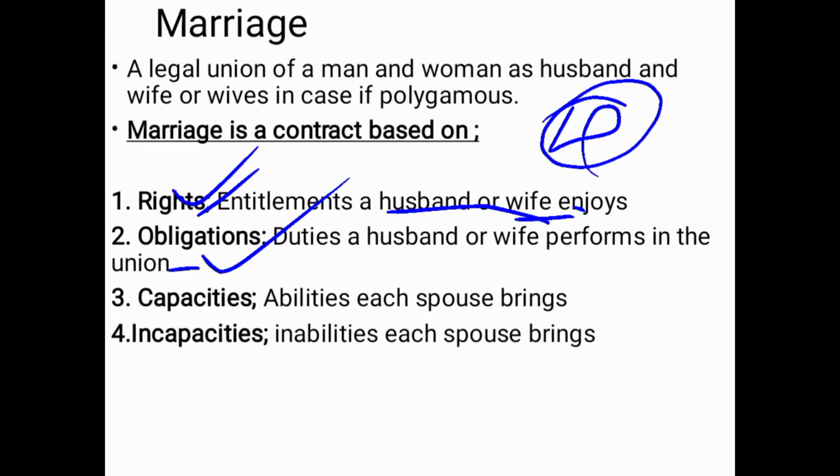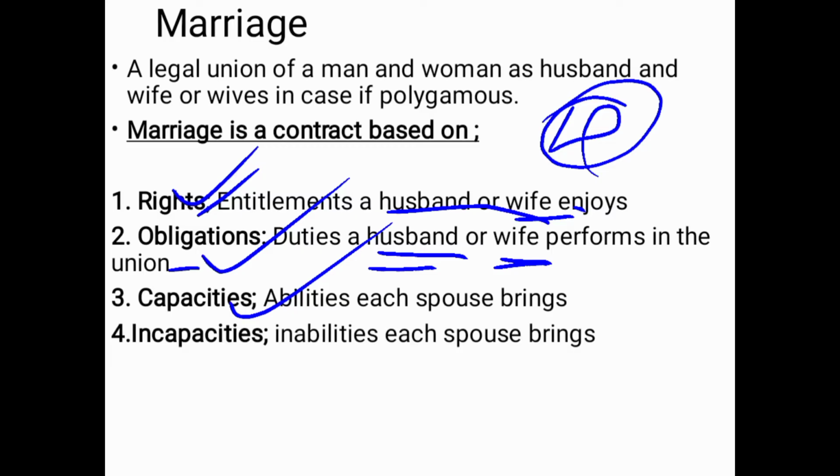"Nah, let her fight. Is that your wife?" There is that feeling that develops, wanting to protect her everywhere, wanting to defend her, even if she's wrong. You see, my wife is right. So we call those obligations. As a husband, you have the duty to defend your wife. As a wife, you have the duty to protect your husband and defend him. Obligations. The third one is referred to as capacities.